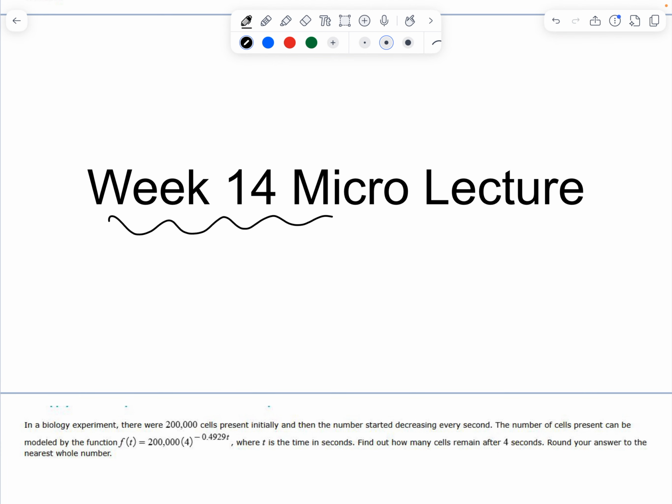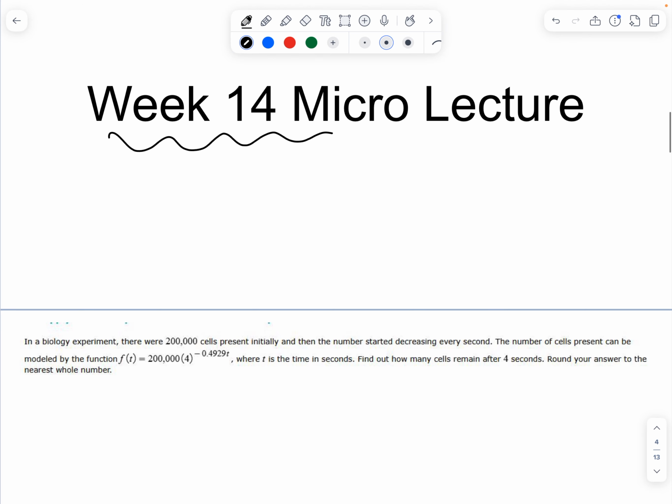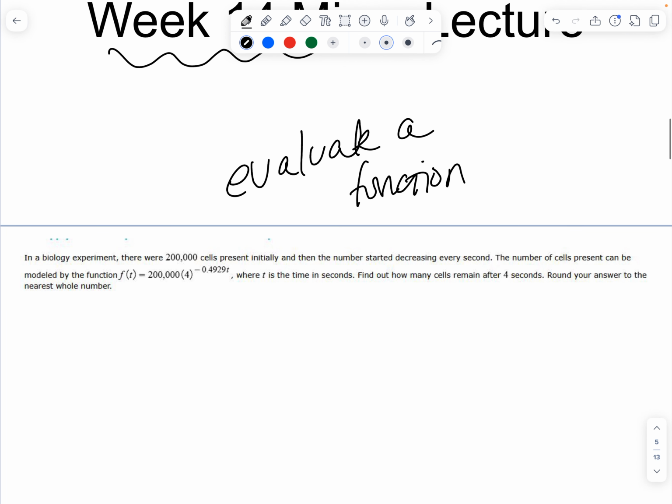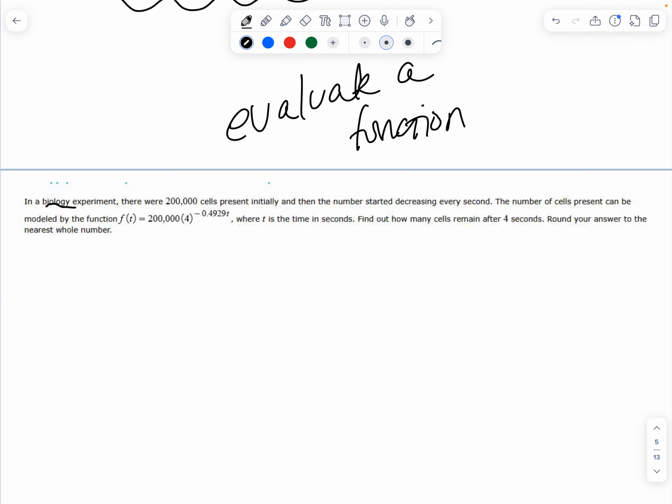This is excellent. Today we're going to look at one of the questions in the homework, or a concept where we're going to evaluate a function. And what we're going to do is look at this function here. So we've got a biology experiment, and it looks like they were looking at cells. 200,000 cells were present initially. So that's our initial start. I see that right here.